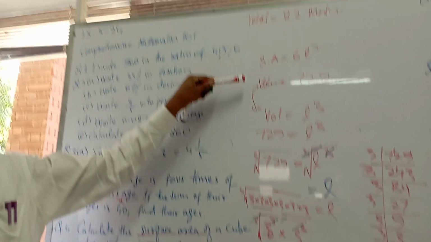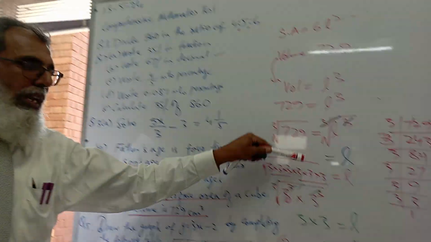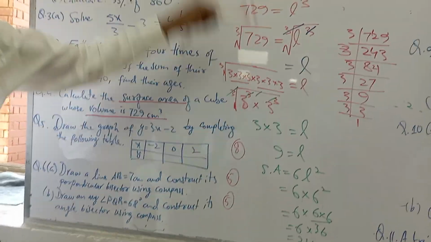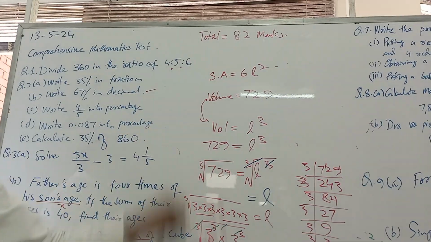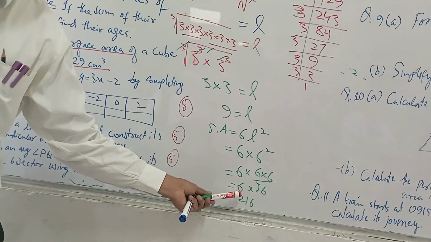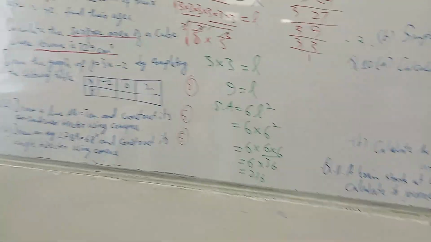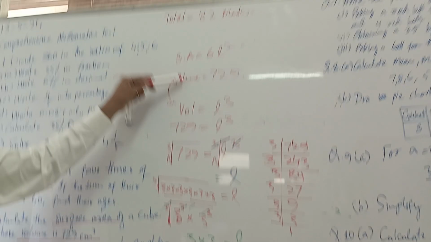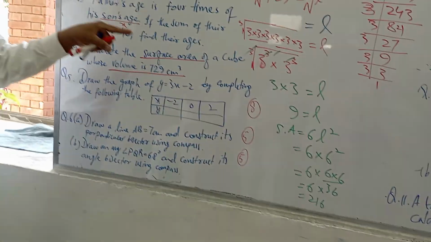So first of all, from the volume we will be finding the length, and from the length we will be applying the surface area formula. We will find the surface area of the cube. So this is about a cube, which is a special case in which all the length, width and height are the same. Okay?